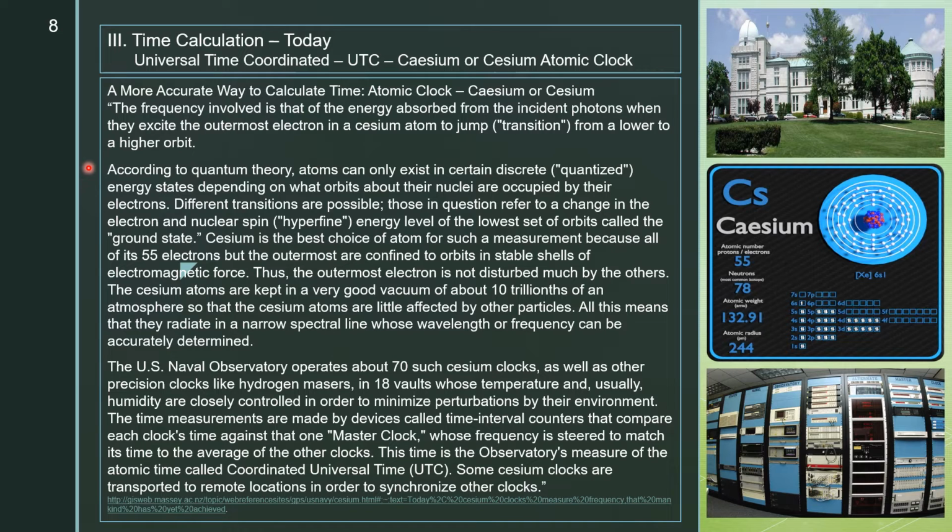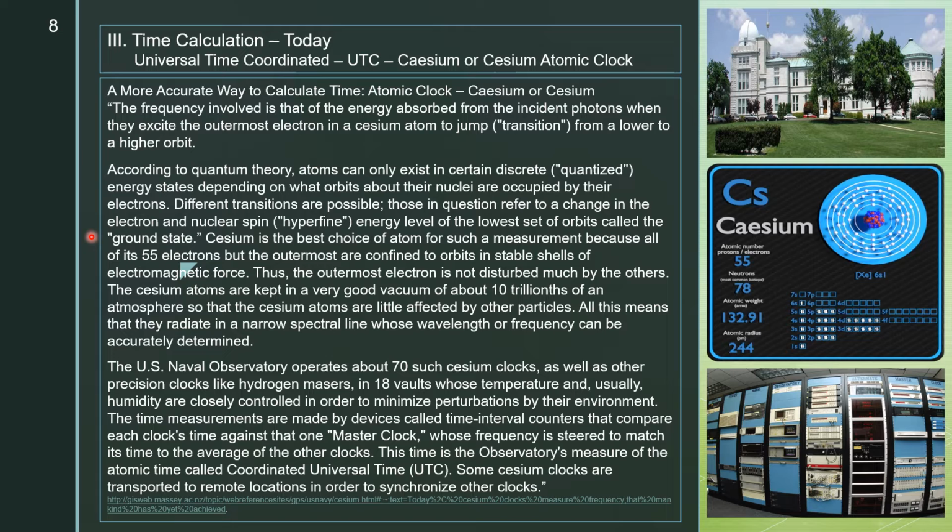According to quantum theory, atoms can only exist in certain discrete energy states depending on what orbits about their nuclei are occupied by their electrons. Different transitions are possible. Those in question refer to a change in the electron and nuclear spin energy level of the lowest set of orbits called the ground state.